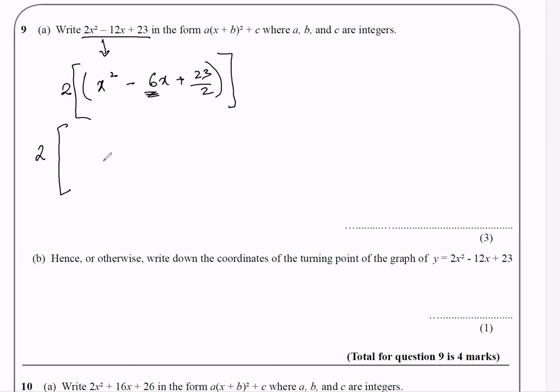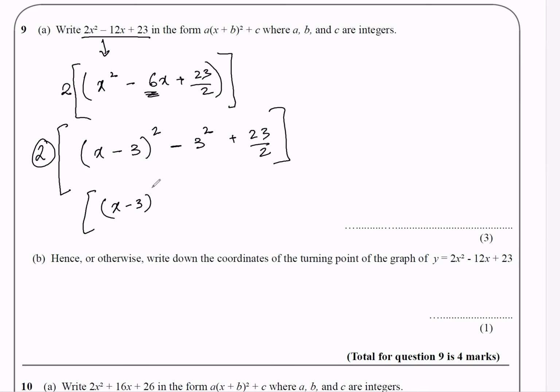This 6 divided by 2 is 3. So (x minus 3) square minus 3 square, plus 23 over 2. Why I didn't finish it, I will just give you the explanation of that. (x minus 3) square minus 3 square is 9, plus 23 over 2. Now don't solve it, okay?